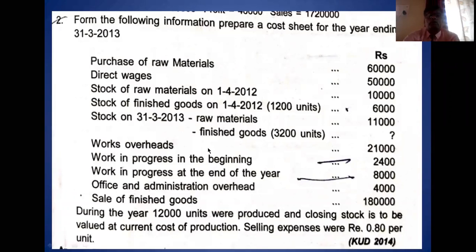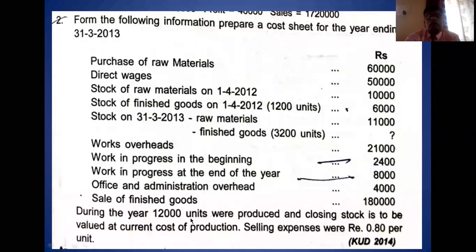Next is works overhead. It is related with the factory overhead. Work in progress beginning, you have to add. Work in progress at the end, you have to deduct. Opening work in progress, closing work in progress, you have to adjust in the works overhead. Okay. Office administration overhead is 4,000. It is directly given. Sale of finished goods is 1,80,000. It is the last item.